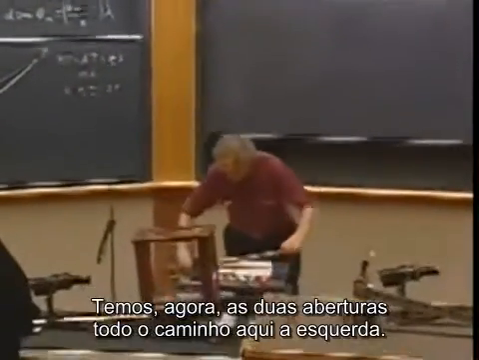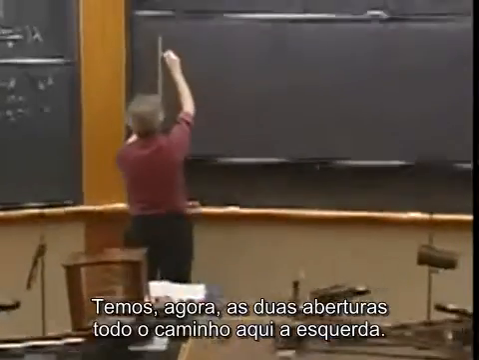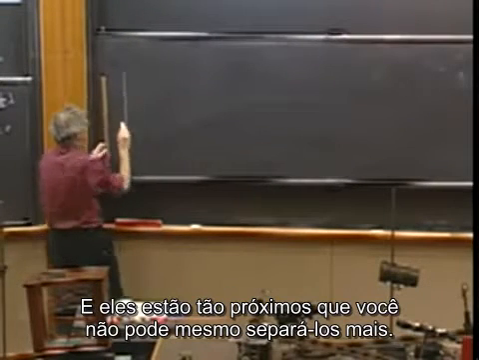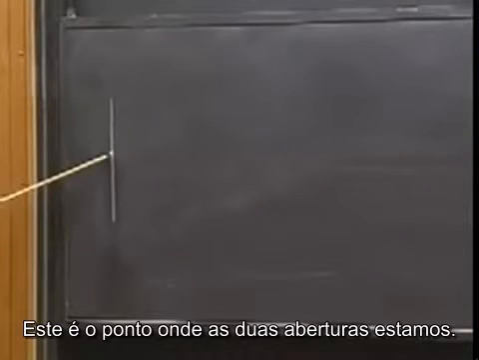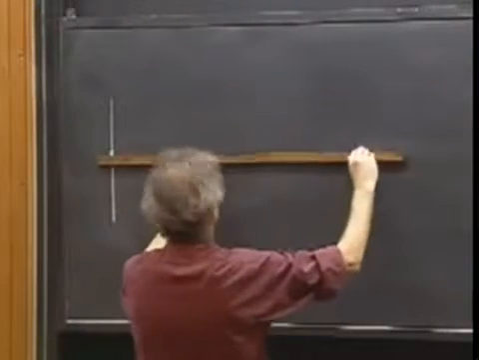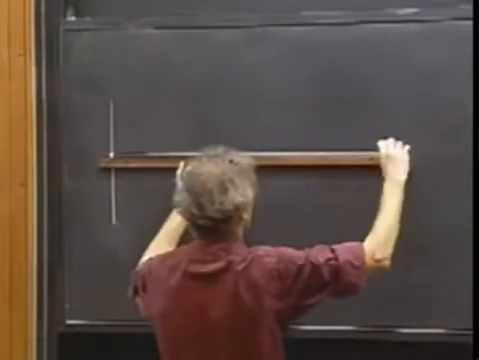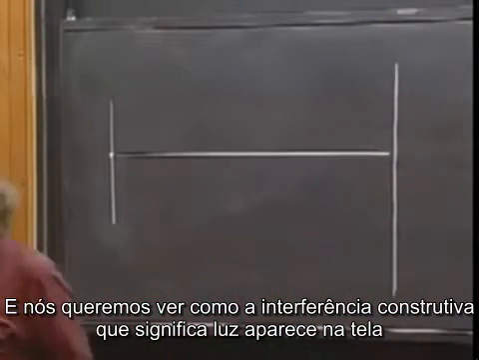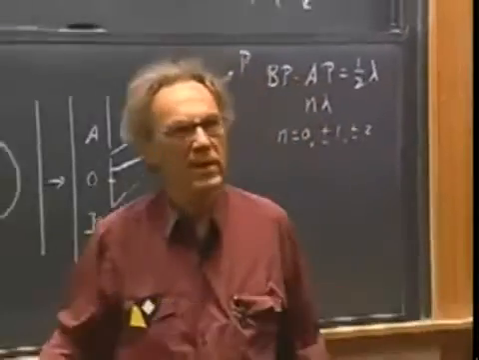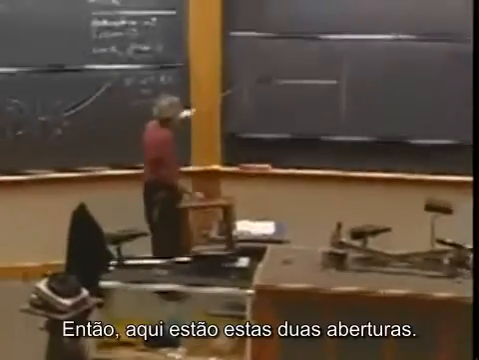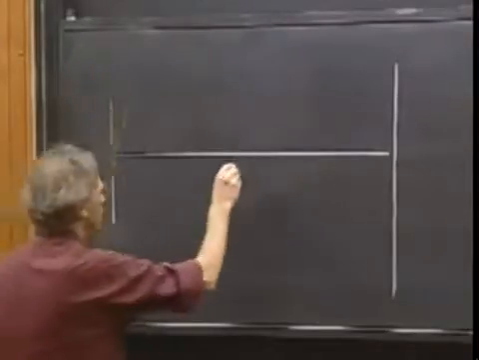So we now have the 2 openings all the way on the left here, and they are so close together, so this is that screen, they're so close together that you can't even separate them anymore. So this is the point where the 2 openings are. And we are going to look on the screen, which is far away. So here is a screen, and we want to see how the constructive interference, that means light, shows up on the screen, and how the destructive interference, that means darkness, shows up on that screen. And so here are these 2 openings. So light comes in from the left. And let this distance be L.